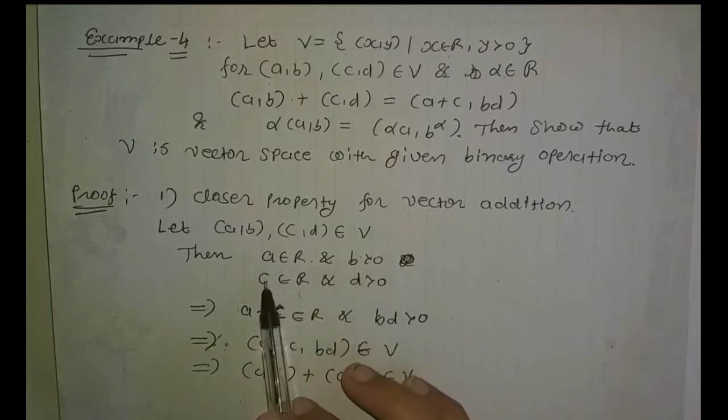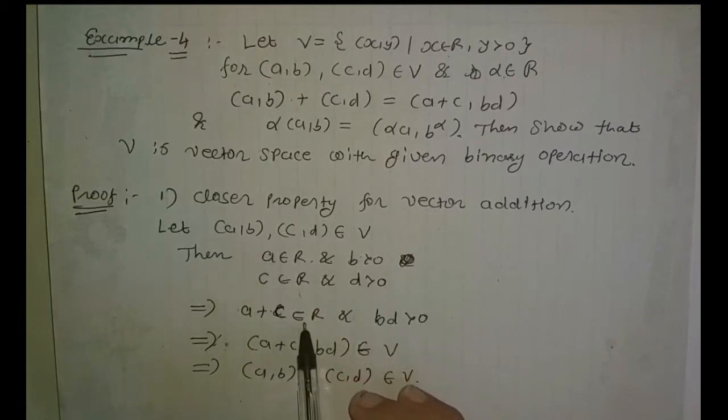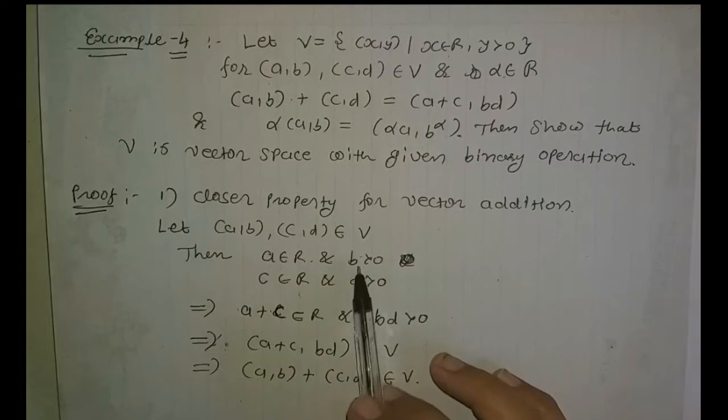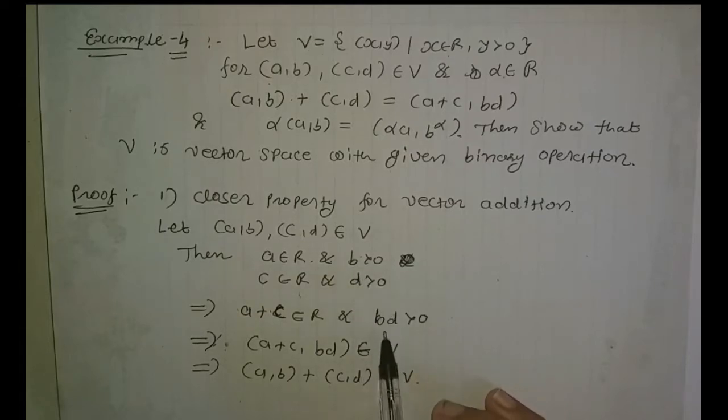Now, for the addition of these two, a plus c belongs to R, and the multiplication of two positive elements is again positive. So, bd is greater than 0. So, the vector (a plus c, bd) belongs to the given set V. So, (a, b) plus (c, d) belongs to V. So, vector addition is closed under the given binary operation.